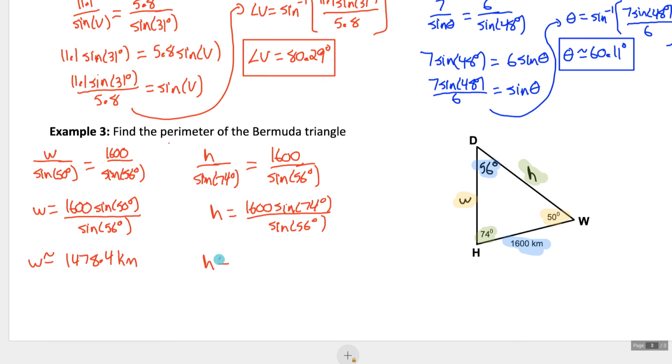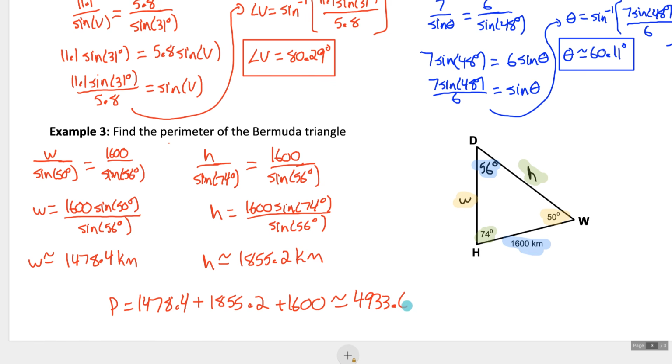And I could ask my calculator for an approximate answer of this, and it should give me 1,855.2 kilometers. So if I want the perimeter of the Bermuda Triangle, I would need to add all three sides together, and I would get an approximate answer of 4,933.6 kilometers.